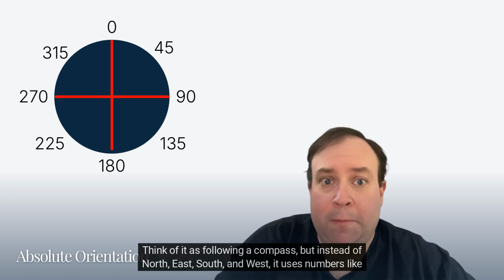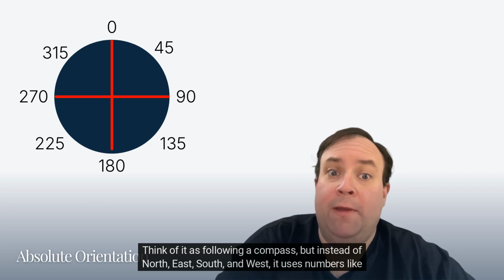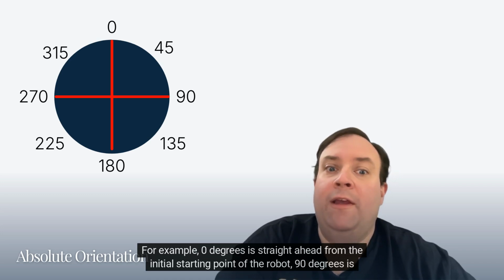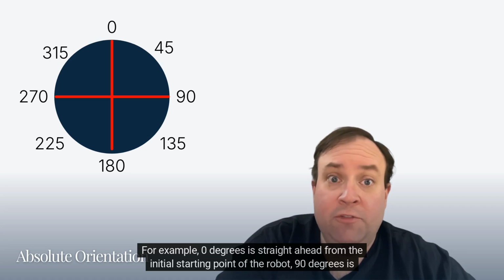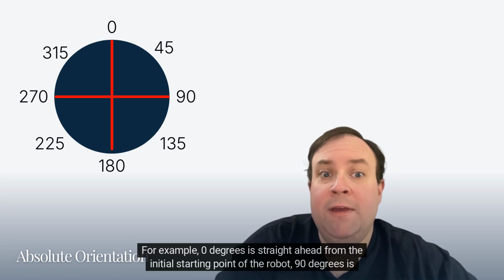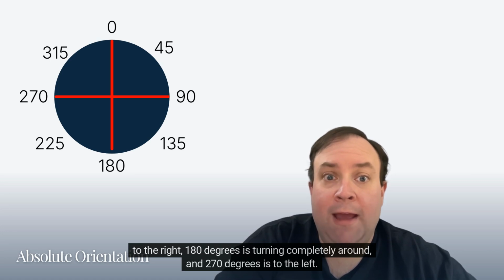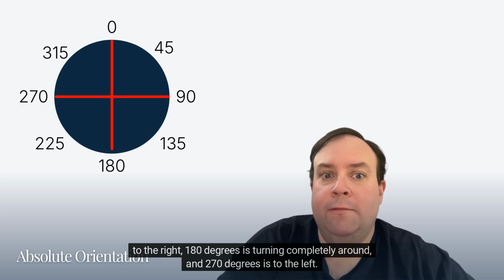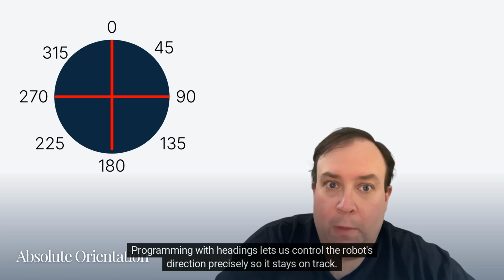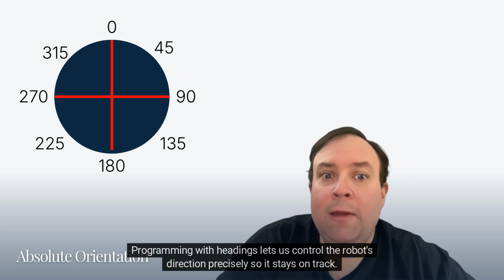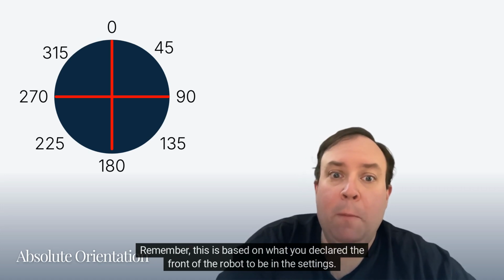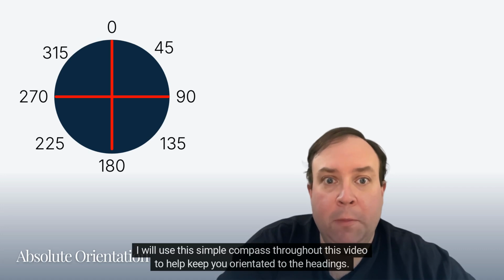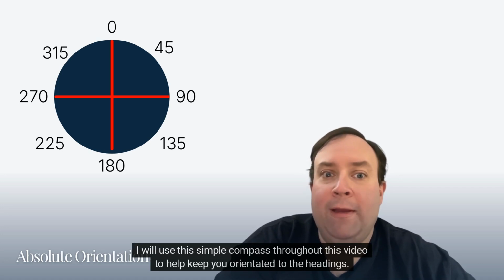Think of it as following a compass, but instead of north, east, south, and west, it uses numbers like 0, 90, 180, and 270. For example, 0 degrees is straight ahead from the initial starting point of the robot, 90 degrees is to the right, 180 degrees is turning completely around, and 270 degrees is to the left. Programming with headings lets us control the robot's direction precisely so it stays on track. Remember, this is based on what you declared the front of the robot to be in the settings. I will use this simple compass throughout this video to help keep you orientated to the headings.